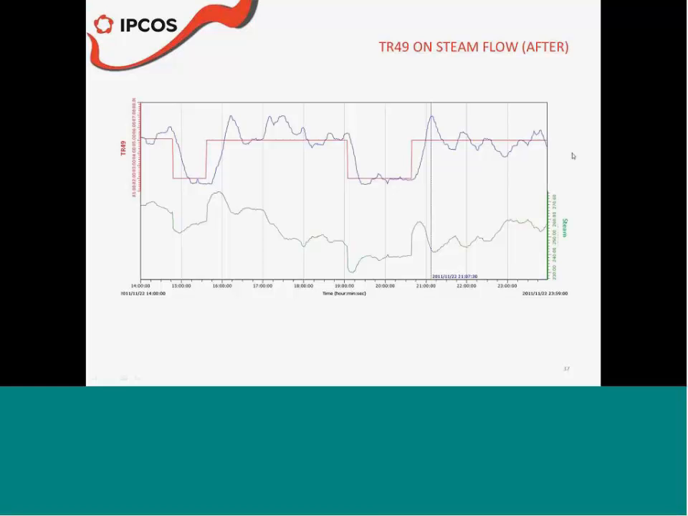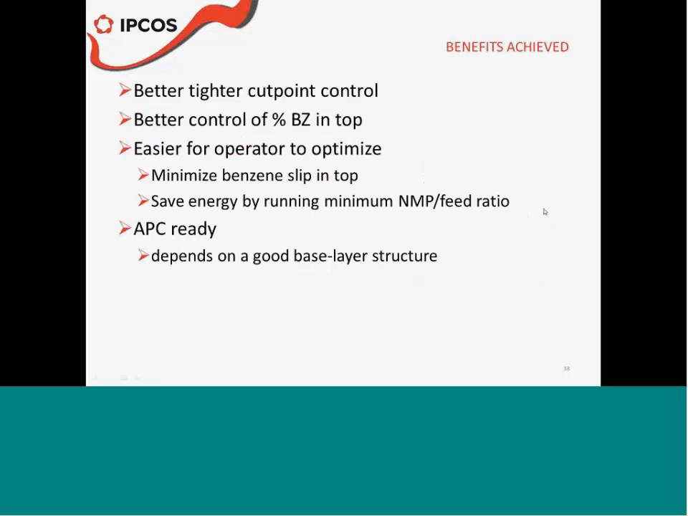This is the result. You can now see how, if you make a set point change, the process actually responds and reaches the new set point, both down and up, and it keeps at set point all the time. So it's not like before, in which you saw the ratio just going up and down, and having no real effect on the temperature. Here you can see a clear effect on the temperature, and that allows you to have a much tighter cut point control, easier for the operator to optimize, because now he can easily keep the benzene slip in the top at the minimum.